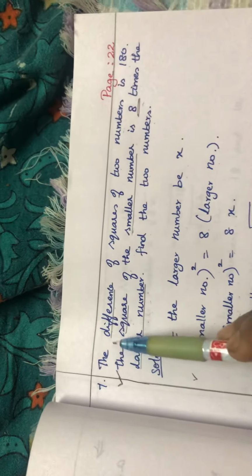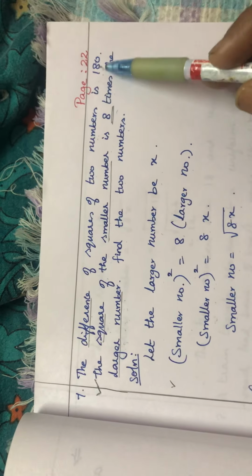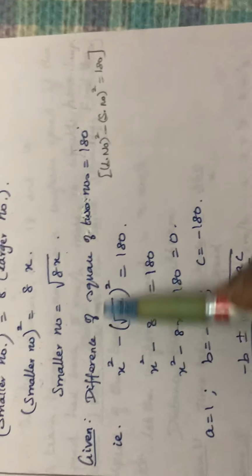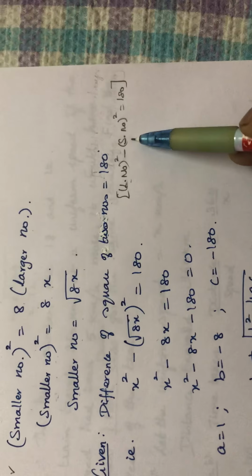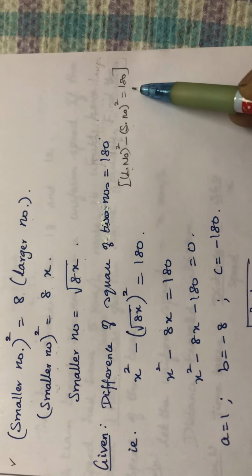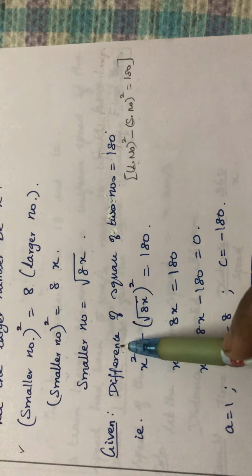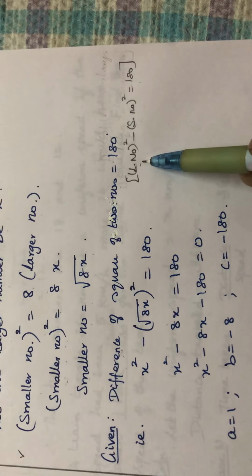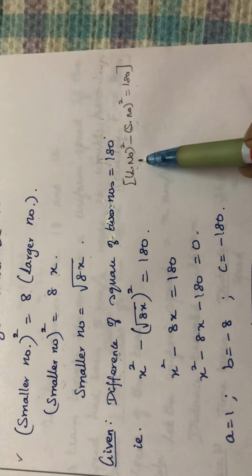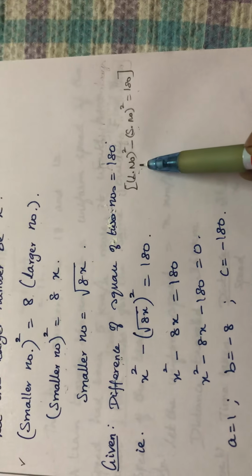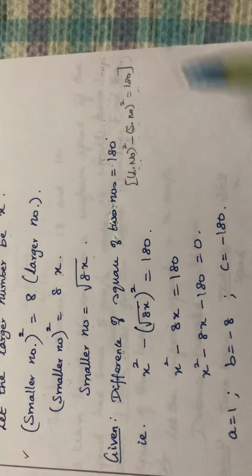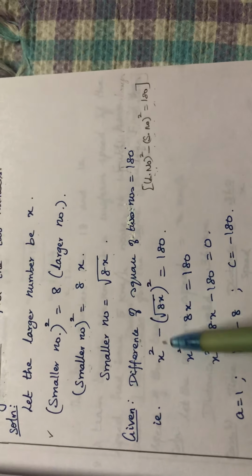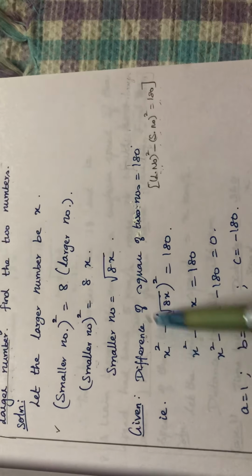First condition, what is given? The difference of the squares of two numbers is 180. That is, the difference of the squares of two numbers is 180, it is given. That is, larger number minus smaller number is equal to 180. Difference means subtraction. Always we will subtract the smaller number from the larger number. So I am taking the larger number at first, minus the smaller number is equal to 180. What will be the smaller number? Sorry, larger number. The larger number is x.